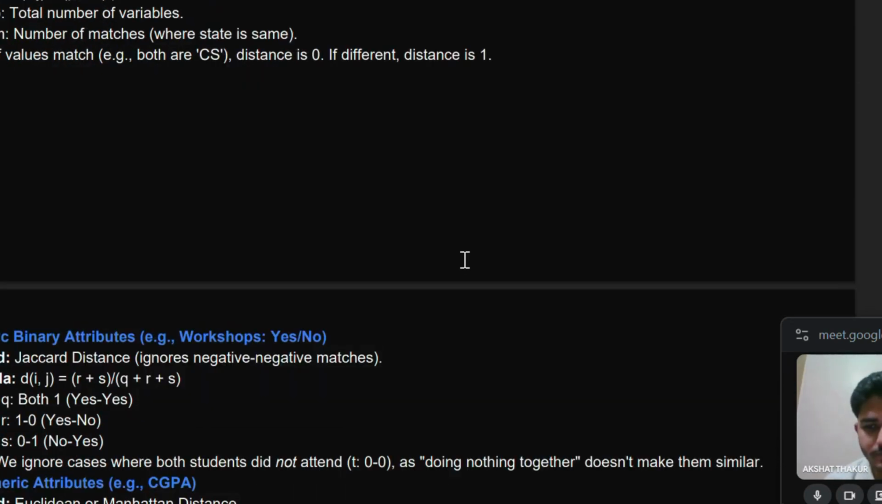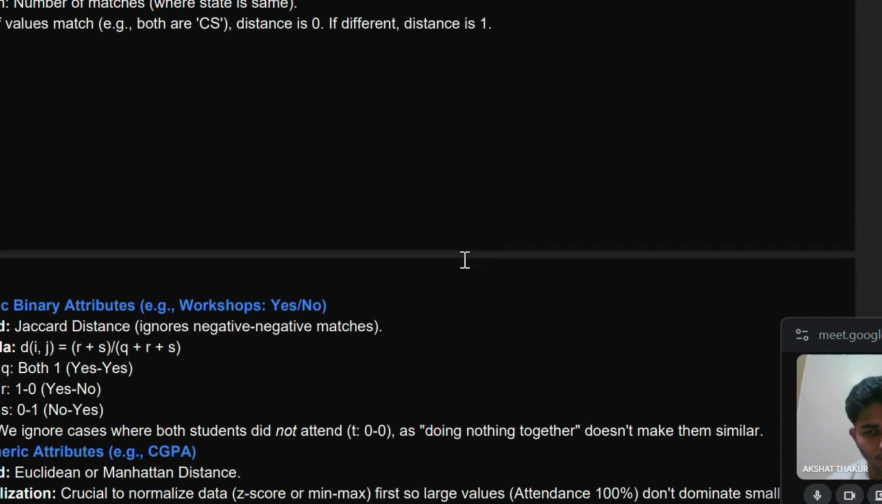For the asymmetric binary attribute, the method we use is Jaccard's method, which ignores negative values. If positive and positive, we will accept it as q. R will be positive negative and s will be negative positive. The formula will be r plus s divided by q plus r plus s. q is yes yes, r is yes no and s is no yes.